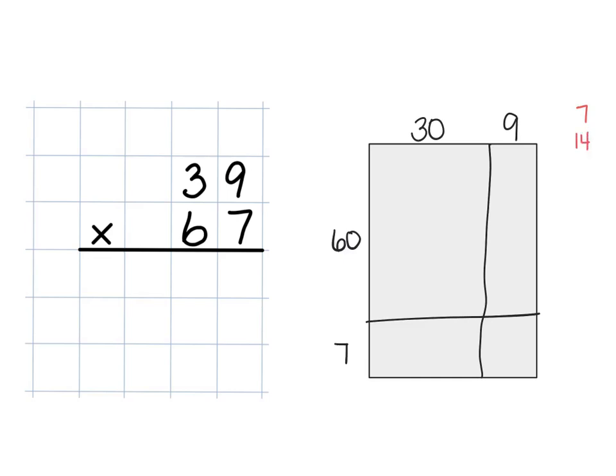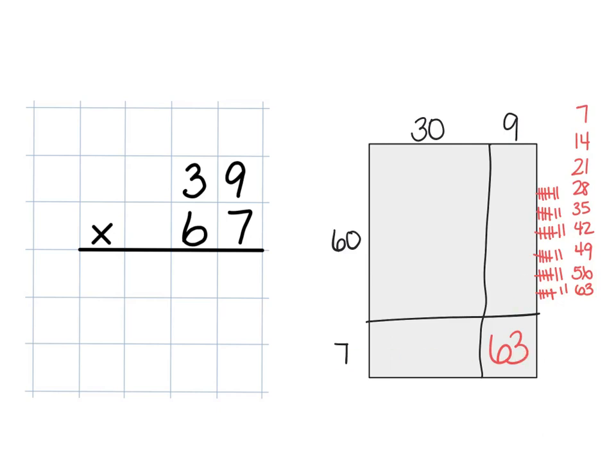7, 14, 21, 28, 35, 42, 49, 56, 63. That is 7 times 1, 7 times 2, 7 times 3, 7 times 4, 7 times 5, 7 times 6, 7 times 7, 7 times 8, 7 times 9 is 63. So 63 goes in the box to get 9 times 7.